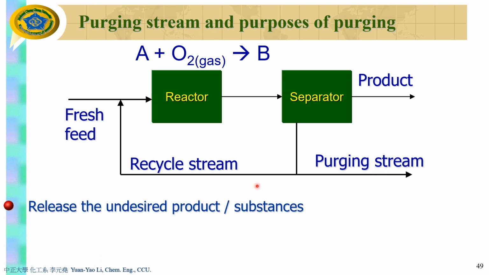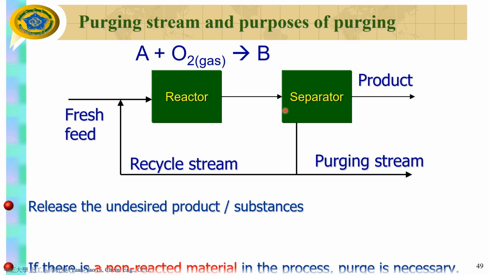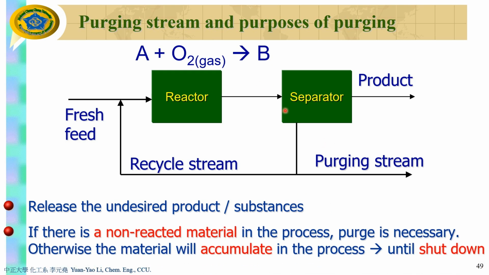So release the undesired products and substance. In this case, it's nitrogen. And if there are non-reactive materials in the process, the purge is necessary. Otherwise, the material will accumulate in the process until it's shut down. This unreactive reactant will leak or explode somewhere. The pipe might be broken.